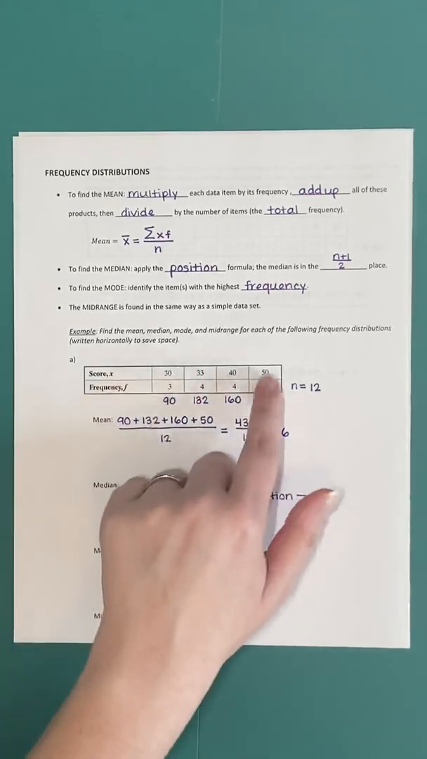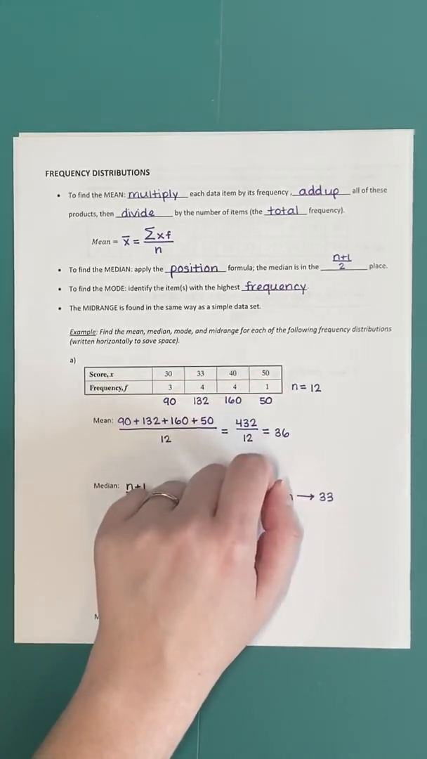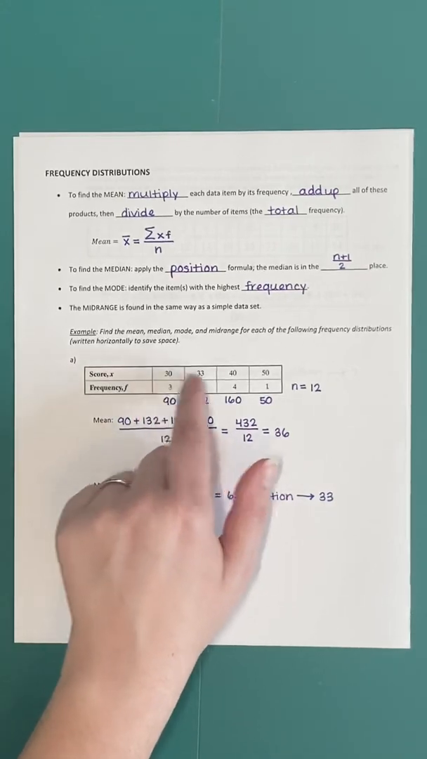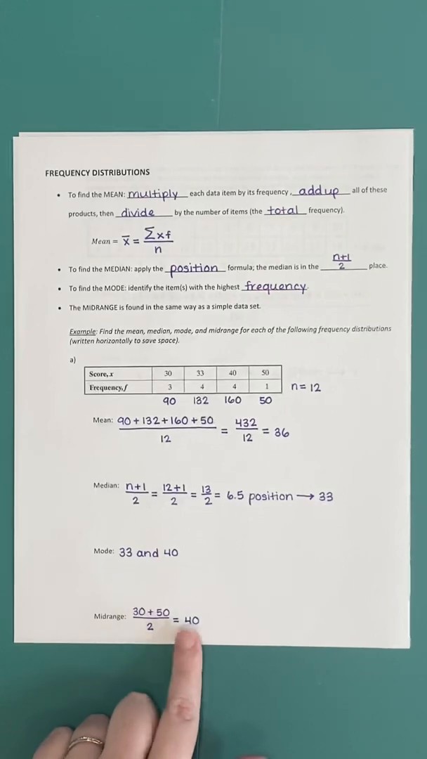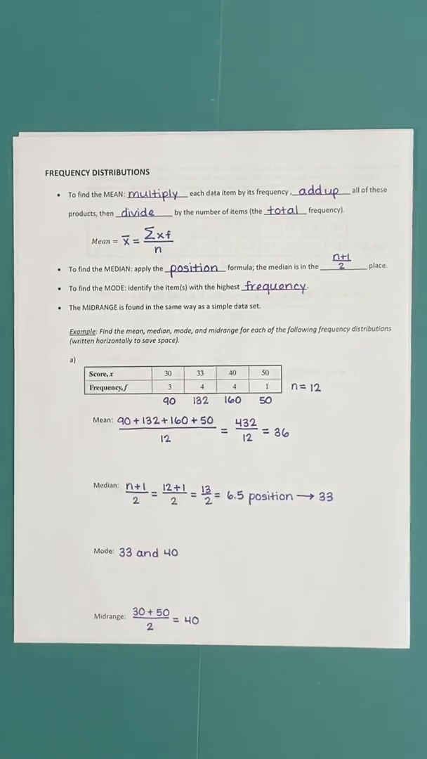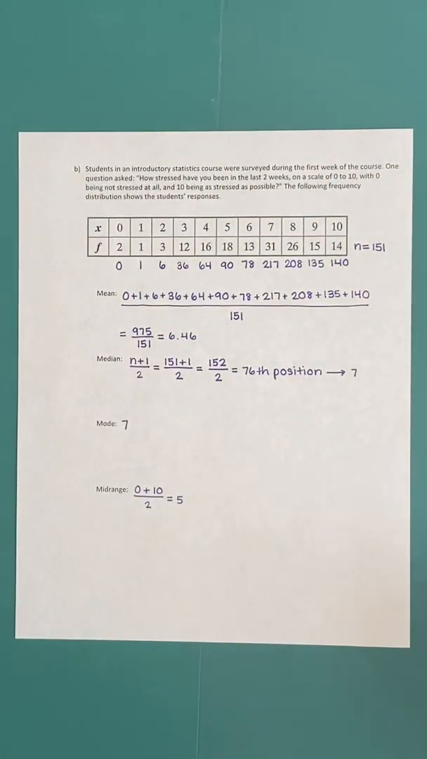Notice that is truly the halfway point between 30 and 50. If you think of what's halfway between 30 and 50, well, the number that's halfway is going to be 40. So that's going to be the halfway point between our maximum and our minimum. Okay, let's look at one more example.